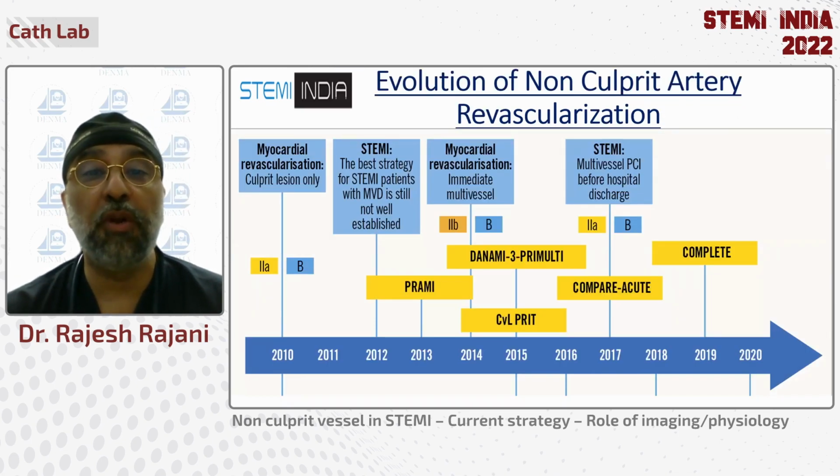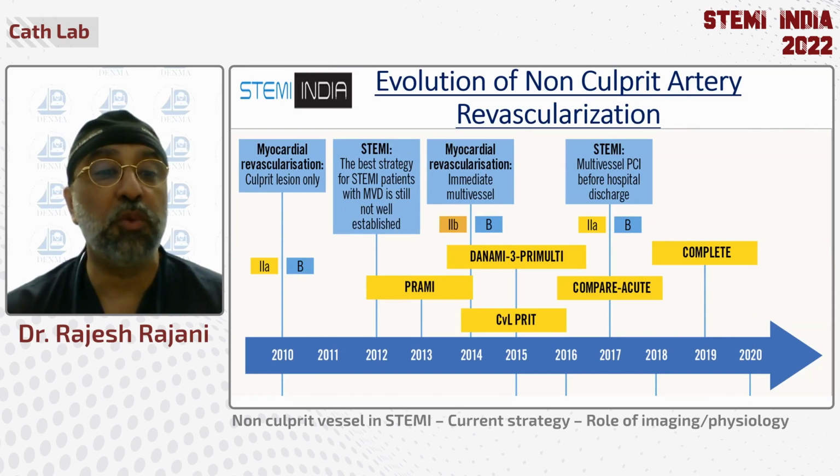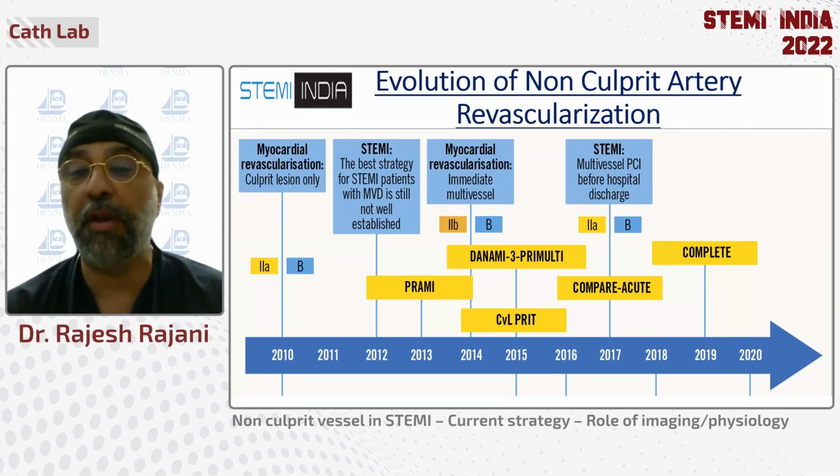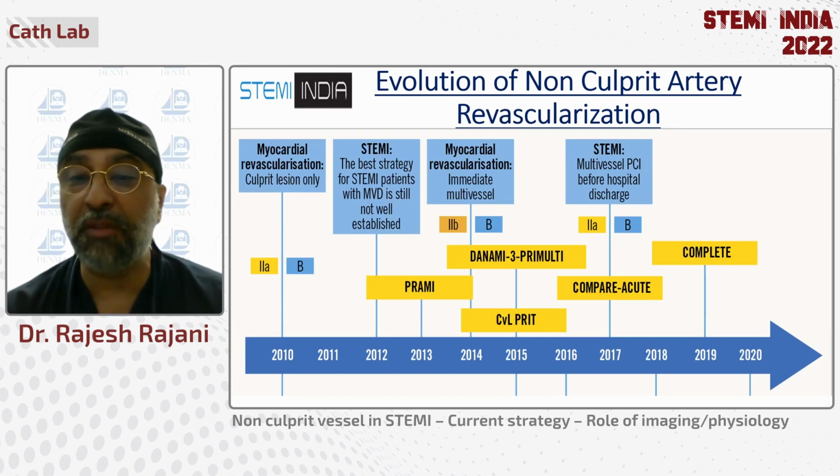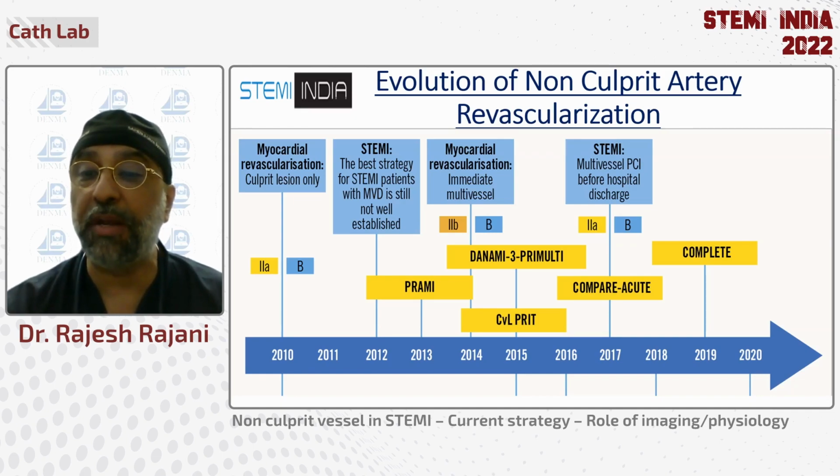Now, this slide shows the evolution of non-culprit artery revascularization from 2000 to 2020, the present era. In 2010, the initial guidelines suggested culprit lesion revascularization only, nothing else. This concept evolved after the results of the PRAMI trial in 2013, which suggested complete revascularization at the index event. Then the DANAMI-3 trial suggested staged complete revascularization rather than at the index event. DANAMI-3 also used physiological assessment for non-culprit lesion evaluation.